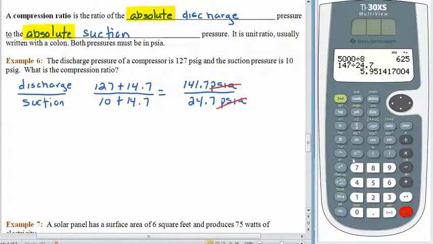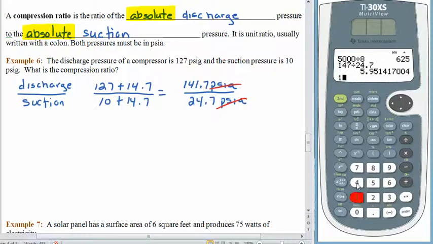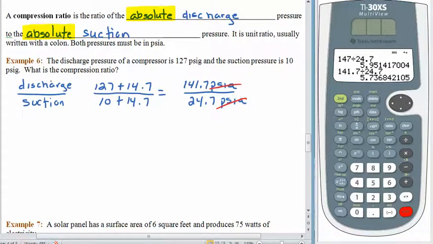That's better. Let's try that division again. 141.7 divided by 24.7. It still doesn't come out to be a clean answer, but I recognize this one. Let's round the answer to the nearest hundredth. So we'll say that this is about 5.74. But not just 5.74.